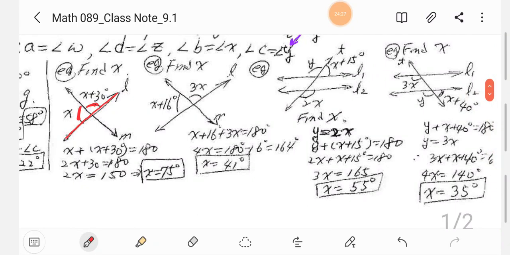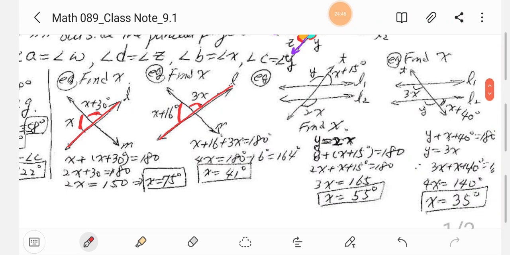Okay, how about this? Still the same thing, right? This is a straight line, and this 3x and x plus 16 will make 180. So the sum of these two angles will be 180. Then solve the equation.